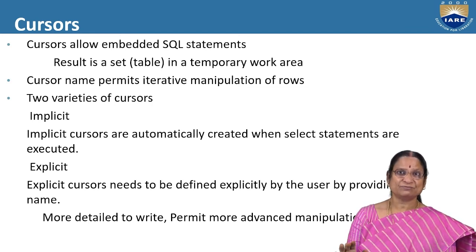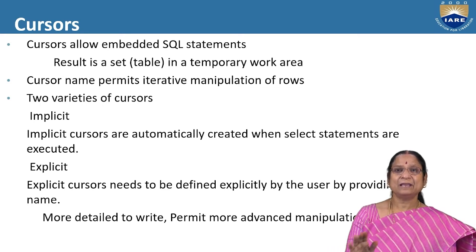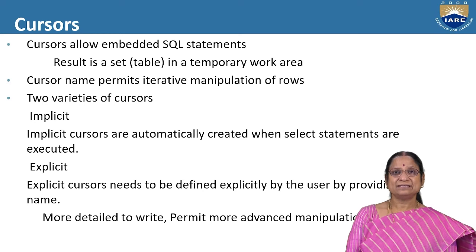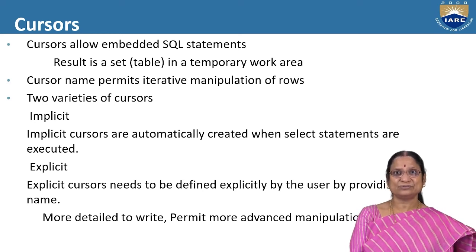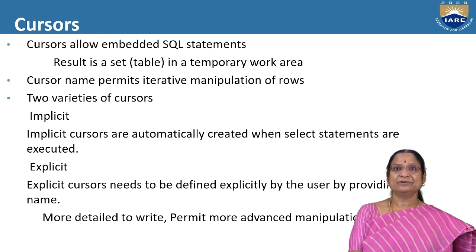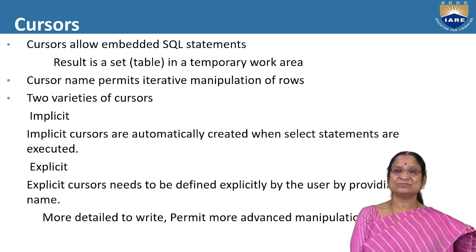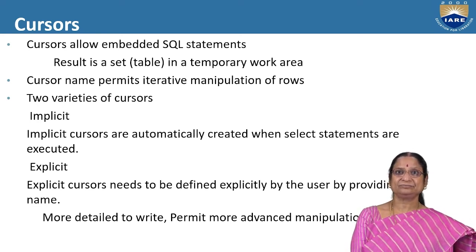Basically, there are two types of cursors. One is implicit cursor, another one is explicit cursor. Implicit cursor means defined by the system itself. The result of a select statement is generally stored in the implicit cursor. So recent select statement results are stored in the implicit cursor.